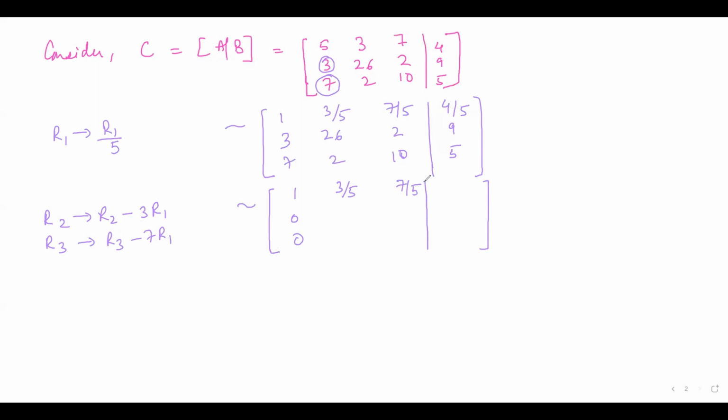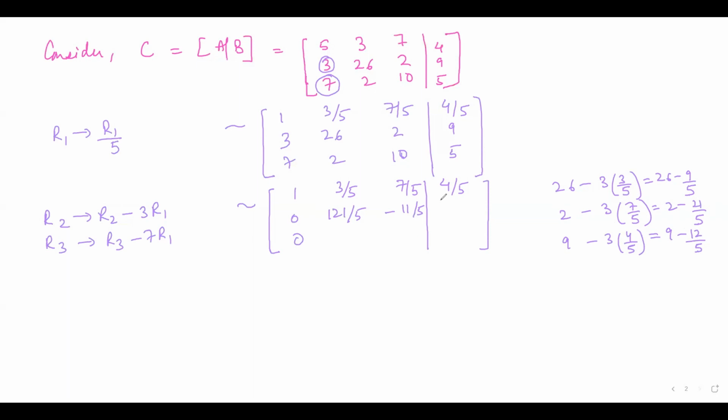And let us find out the other elements of these rows. First row remains the same, no change. Now we have 26. So 26 minus 3 times of 3 by 5. So that's 26 minus 9 upon 5. After calculating this, I am getting the value as 121 by 5. This is 2 minus, so 2 minus 21 upon 5. So I am getting here minus 11 upon 5. Lastly, this is 9 minus 3 times 4 upon 5. So I am getting 45 minus 12, that is 33 upon 5.